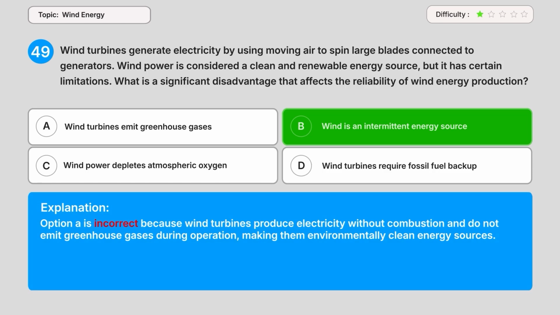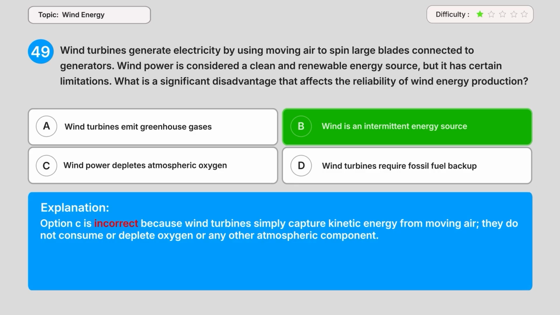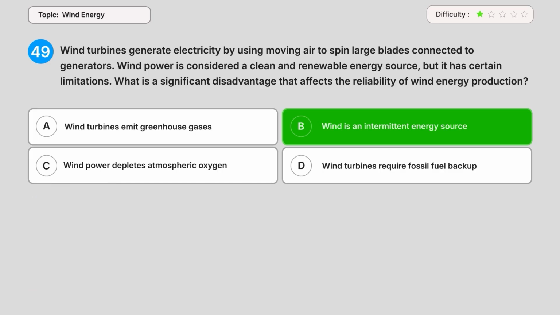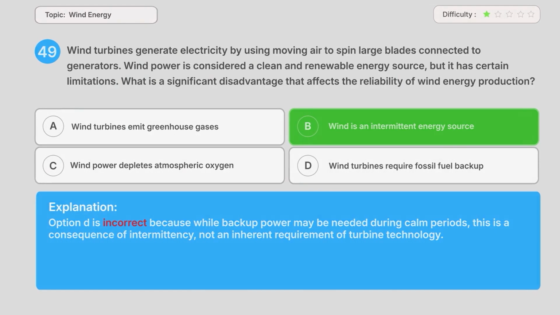Option A is incorrect because wind turbines produce electricity without combustion and do not emit greenhouse gases during operation, making them environmentally clean energy sources. Option C is incorrect because wind turbines simply capture kinetic energy from moving air. They do not consume or deplete oxygen or any other atmospheric component. Option D is incorrect because while backup power may be needed during calm periods, this is a consequence of intermittency, not an inherent requirement of turbine technology.